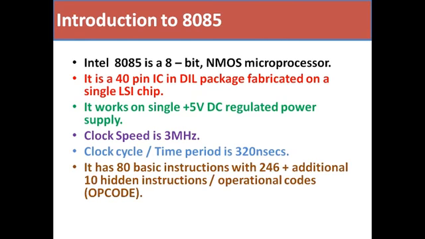Well, the microprocessor is basically having 80 instructions, and there are 246 operational codes. Along with that, we also have 10 more hidden operational codes which we will discuss later. Those 10 instructions were not released by Intel.